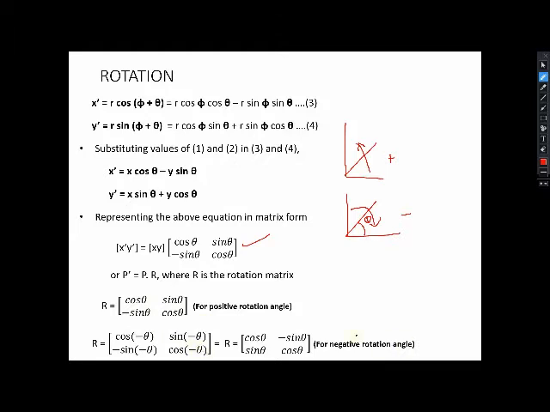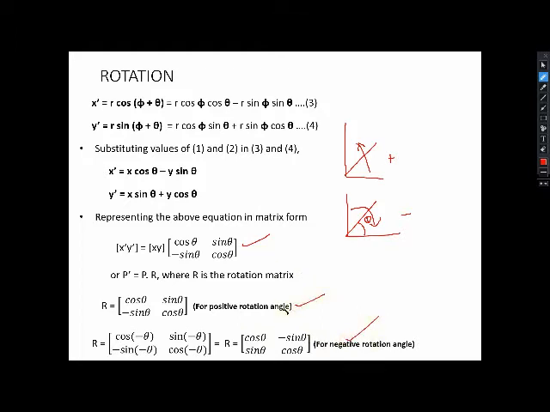If it is a negative rotation angle, cos of minus theta is cos theta, sin of minus theta is minus sin theta, and minus of sin of minus theta, minus and minus become plus, so it becomes sin theta, and cos of minus theta is again cos theta. So this equation is for a negative rotation angle.